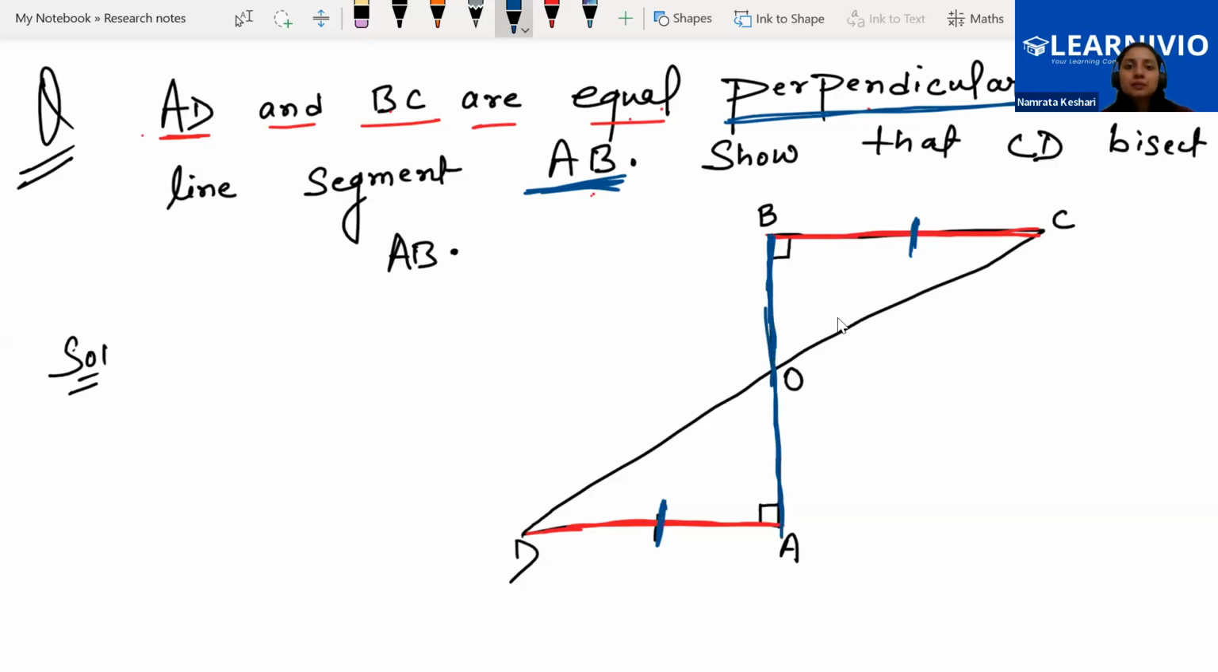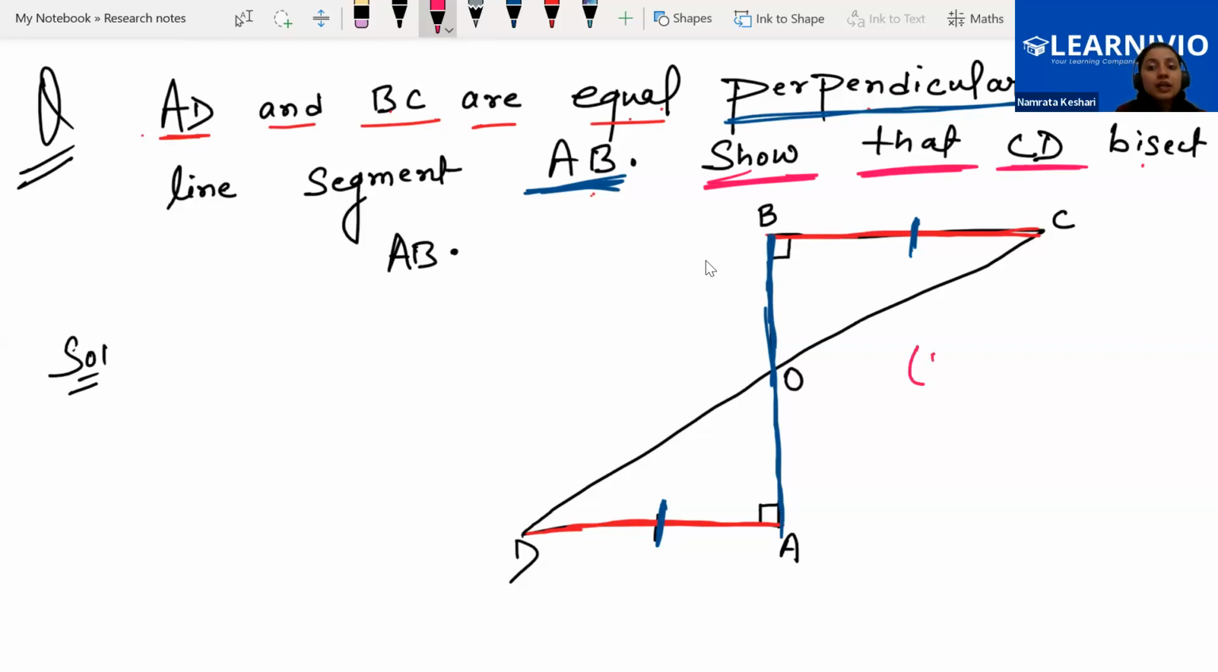Any confusion so far? What the question says? Now what we have to show over here is CD. Where is CD? Here is CD. We can clearly see CD in the figure. Show that CD bisects AB. So that CD is bisecting AB. This line CD is bisecting the line AB.